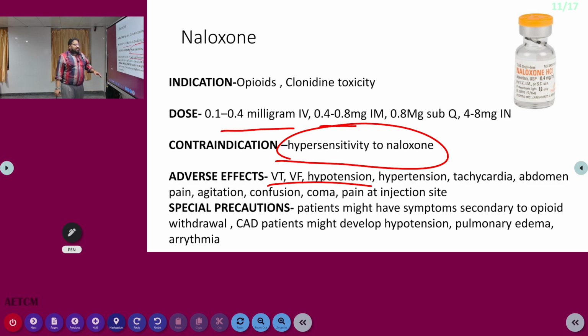And also you should take special precaution. The patient might have symptoms secondary to opioid withdrawal also. So when you are giving this drug, opioid withdrawal is another risk factor that you have, so that treatment also you should keep in mind. And also a coronary artery disease patient might develop hypotension, pulmonary edema and arrhythmia also.